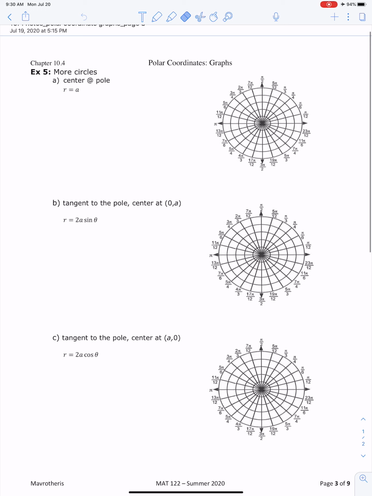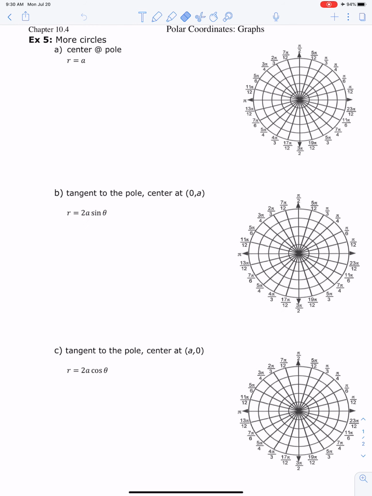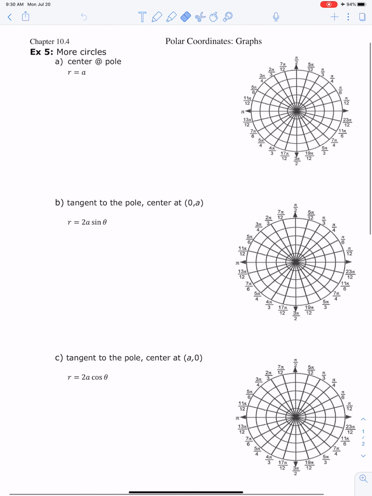We're going to breeze through this fairly quickly, looking for patterns, so that when you see an equation you know which ones are pretty straightforward. A says we've got a center at the pole, and these equations will look like R equals A, where A is some number. So R equals 2, think about what that's telling us. R is the distance from the pole, or the radius. So this is a circle that has a radius of 2.